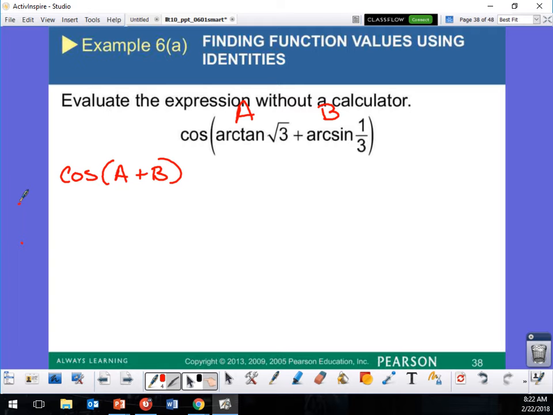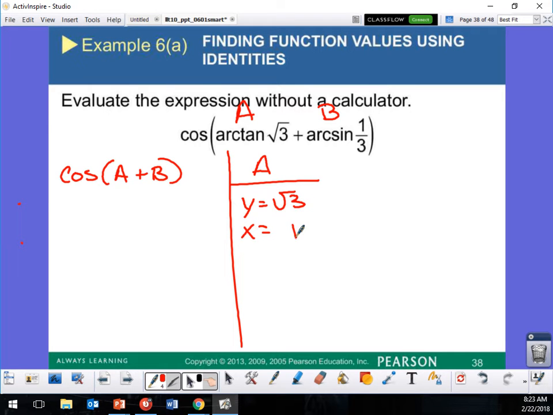So, let's start with A. So, I'm going to start right here, my A value. Now, we know tangent is what over what? Y over x. So this is arctangent of rad 3. So what is my x value in this one? It's implied, but it's not there. 1. There we go. So my y value is rad 3. My x value is 1.